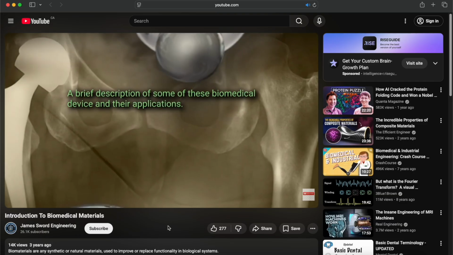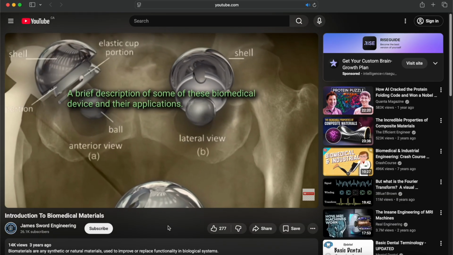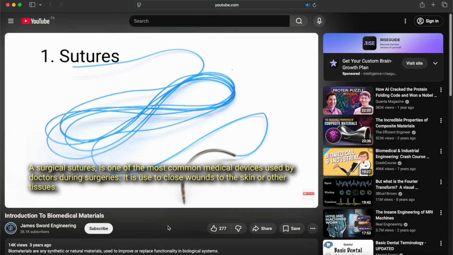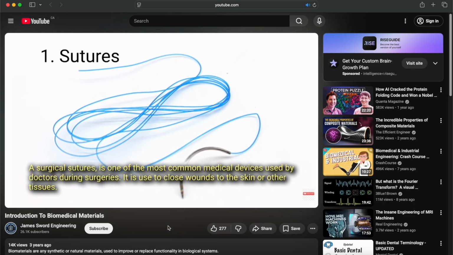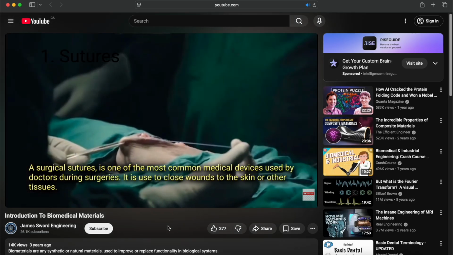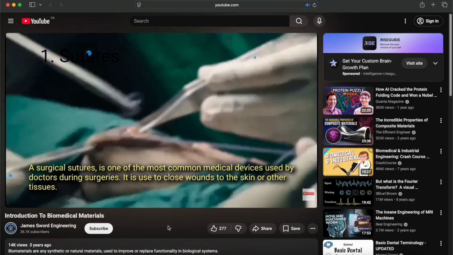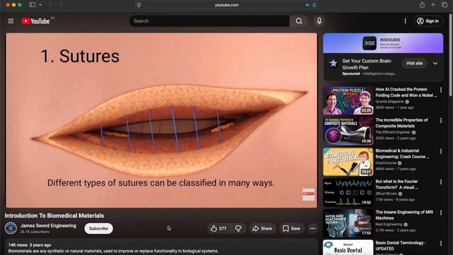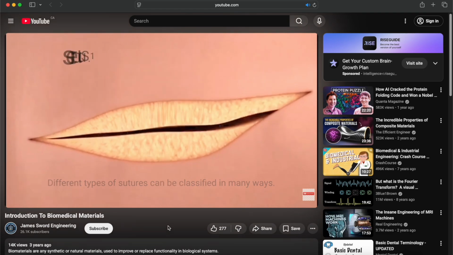A brief description of some of these biomedical devices and their applications. 1. Sutures. A surgical suture is one of the most common medical devices used by doctors during surgeries. It is used to close wounds to the skin or other tissues. Different types of sutures can be classified in many ways.